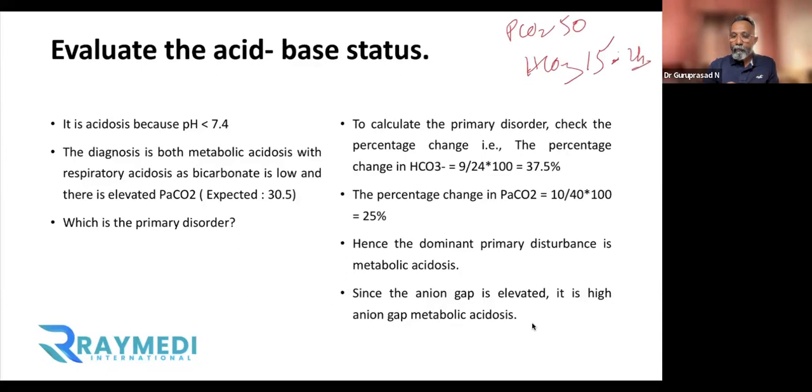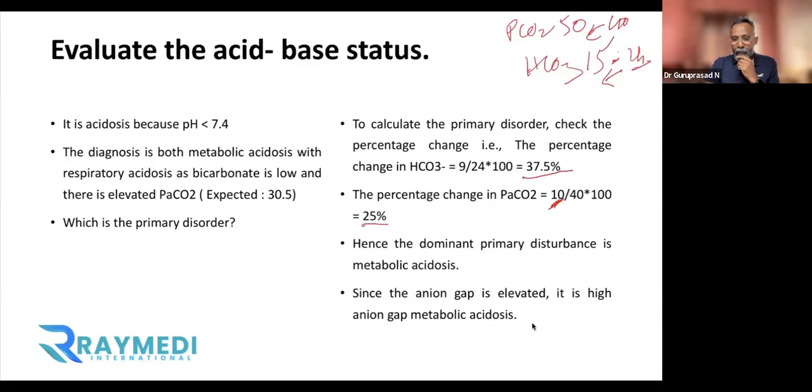It is 24, and it has changed to 15. And what is the normal PCO2? It is 40. So here, you should calculate the percentage of change of each, the carbon dioxide and the bicarbonate, to know the primary disorder. The change in bicarbonate is 37.5%, whereas the change in PCO2 is 25%.